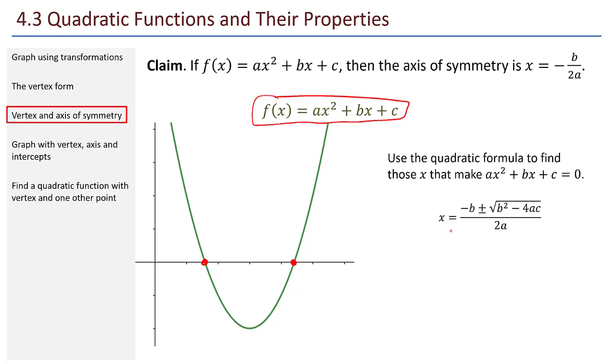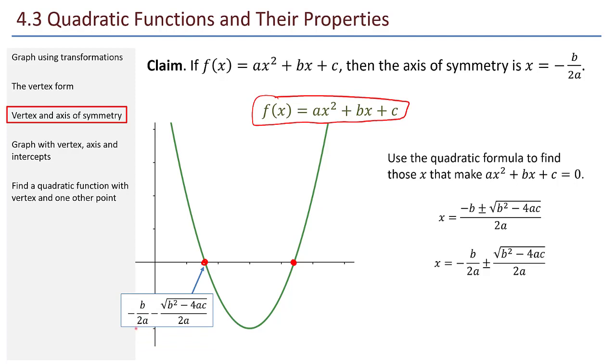But notice, those are really two different solutions. If I split that into two fractions, I get negative b over 2a plus or minus the square root of b squared minus 4ac all over 2a. But look at that. The smaller x value is negative b over 2a minus stuff, and the x value on the right is negative b over 2a plus that same stuff.